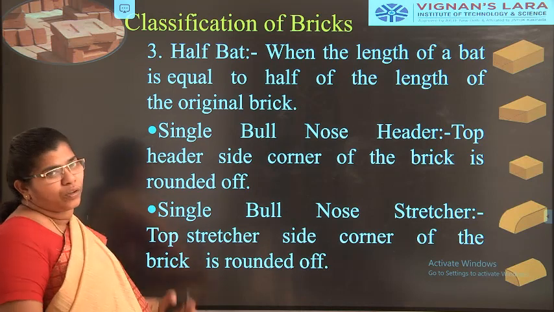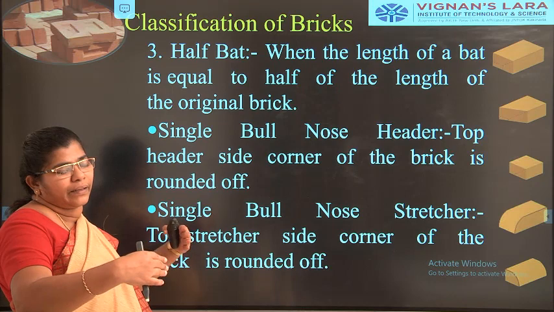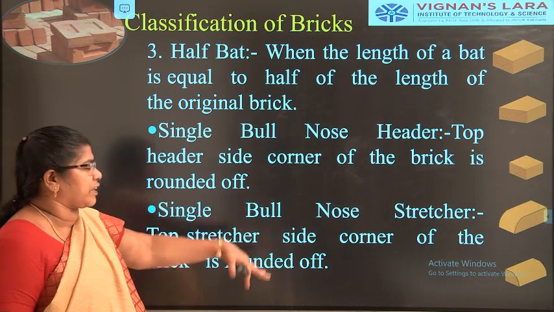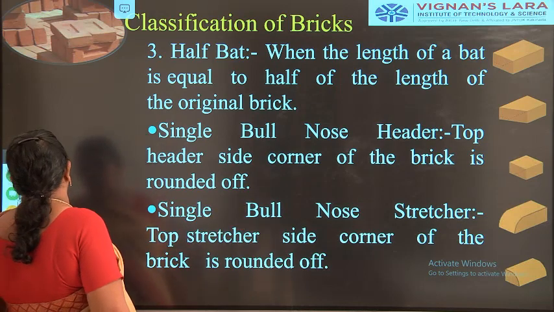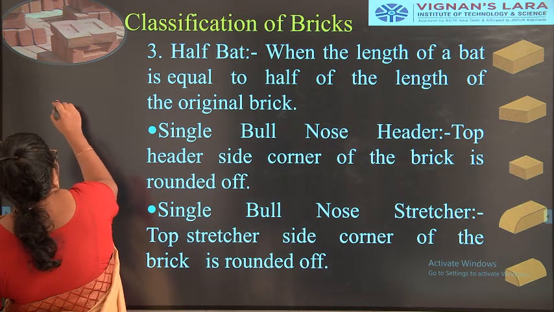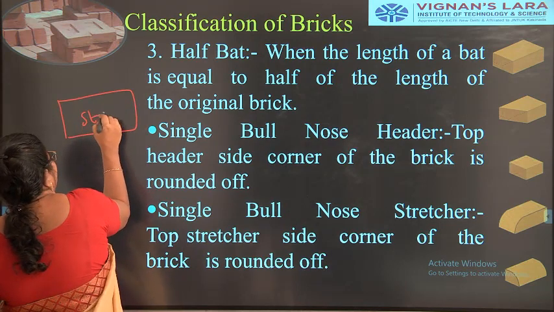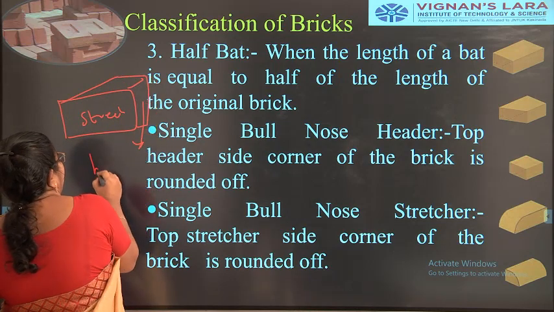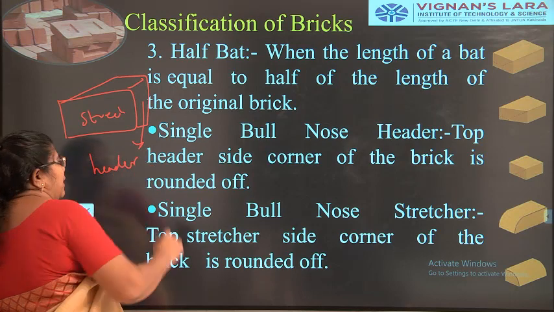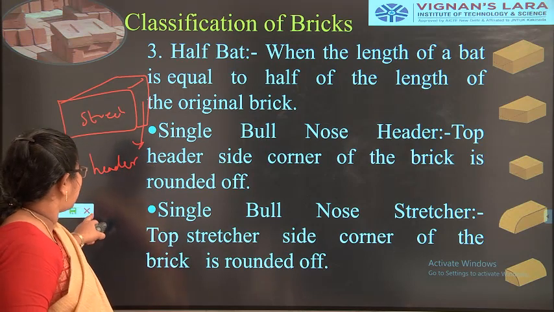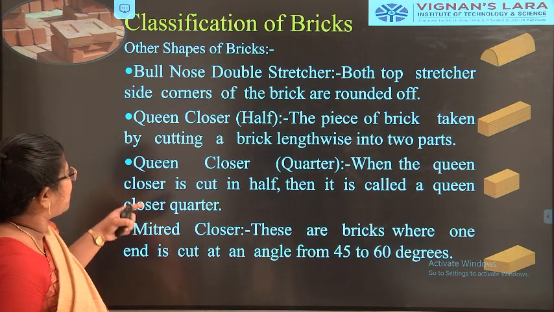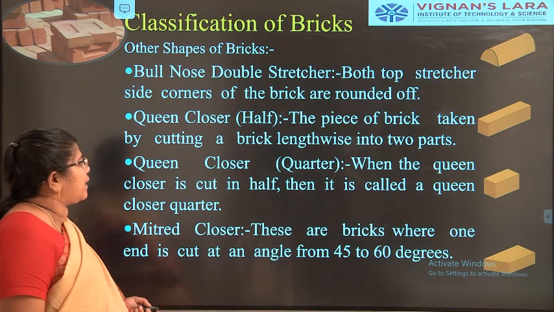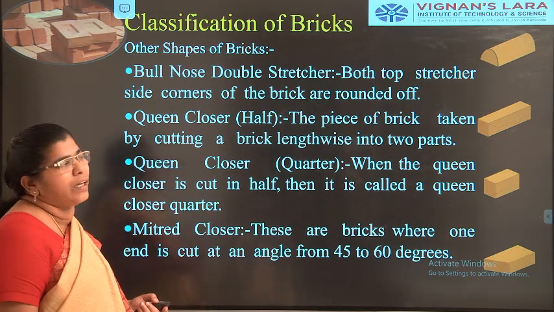Bat, I told you, is when the brick is broken into two along its length. The next one is single bull nose header and single bull nose stretcher. I told you what a stretcher is and what a header is. I tell you again, if this is the stretcher part, this is the header part. The next one we will be seeing is the other shape, that is bull nose, double stretcher, double twin closure. We have already seen this in the previous one, where we saw the round corners.